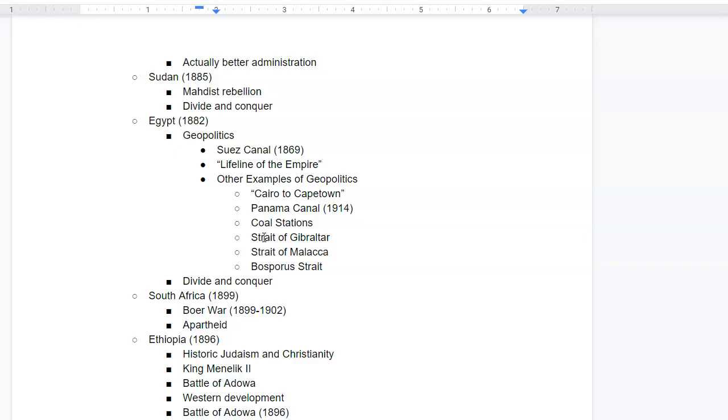And in particular, from the perspective of the British, this would become controlled by them and known as the lifeline of the British Empire because it connected Europe with India in a fraction of the time. I believe it cut over half of the travel time off between Europe and India and much of Asia by being able to go by sea through the Mediterranean rather than all the way around Africa when traveling between Europe and Asia. Several other examples of geopolitics similar to this.